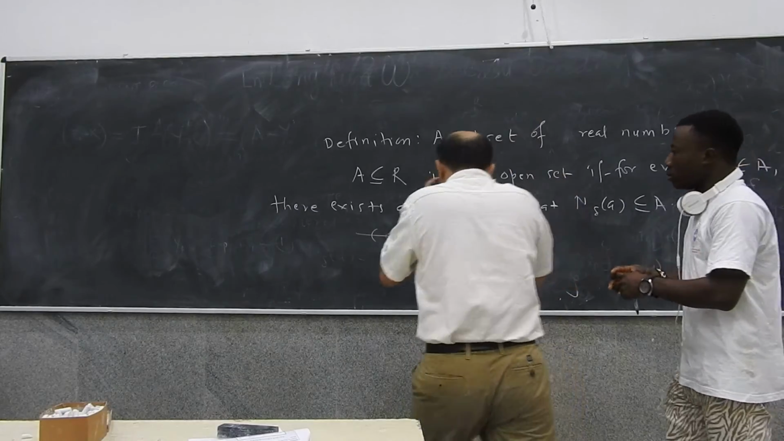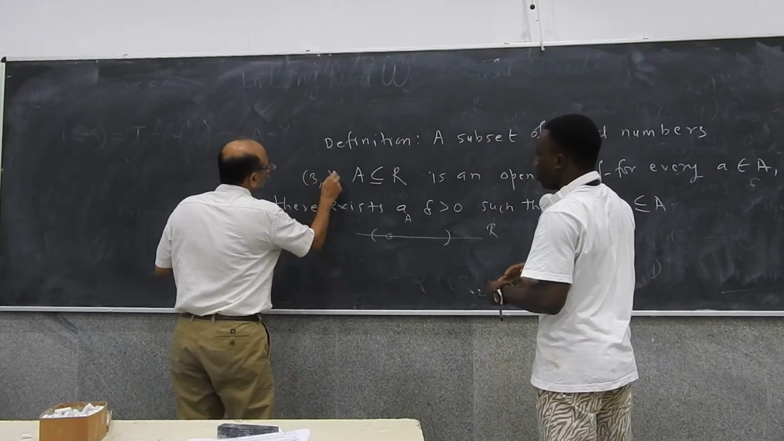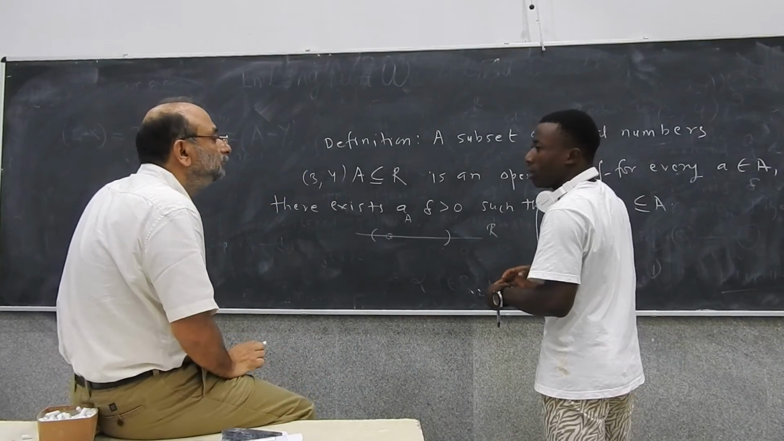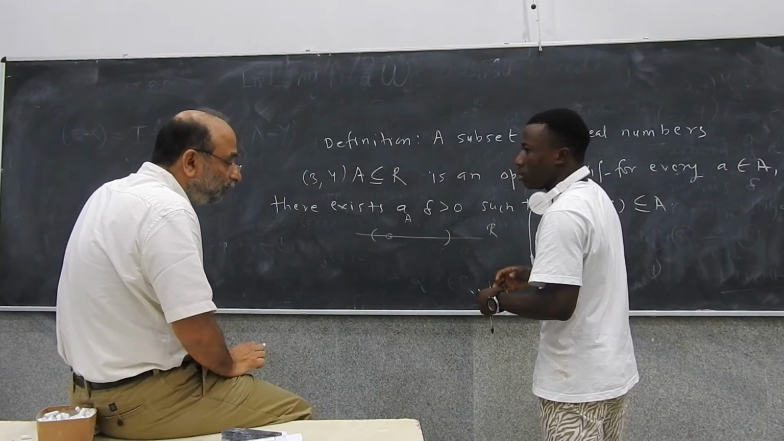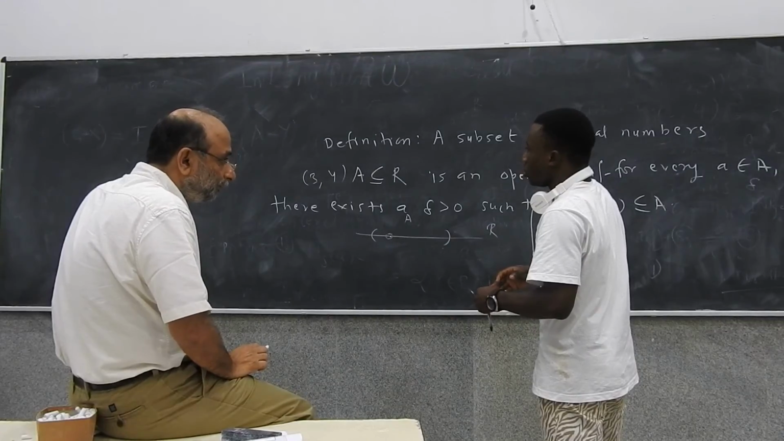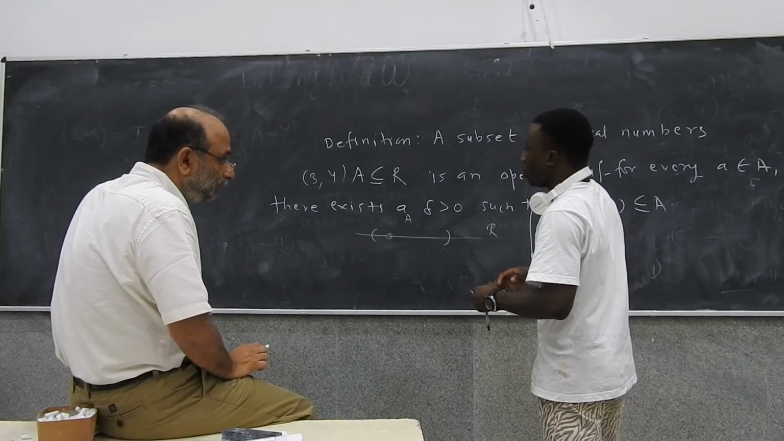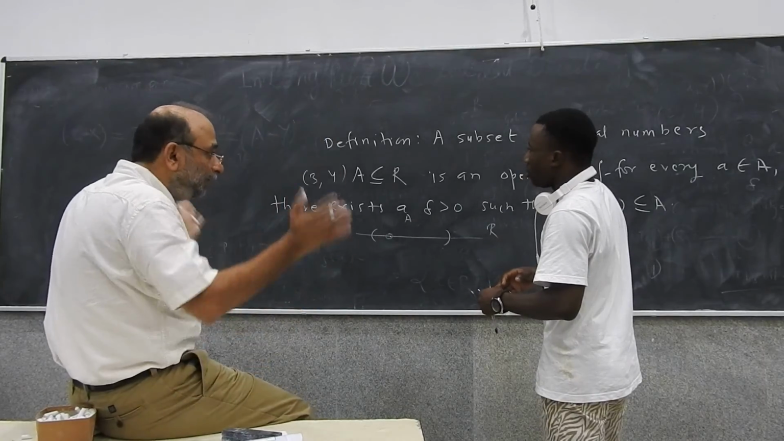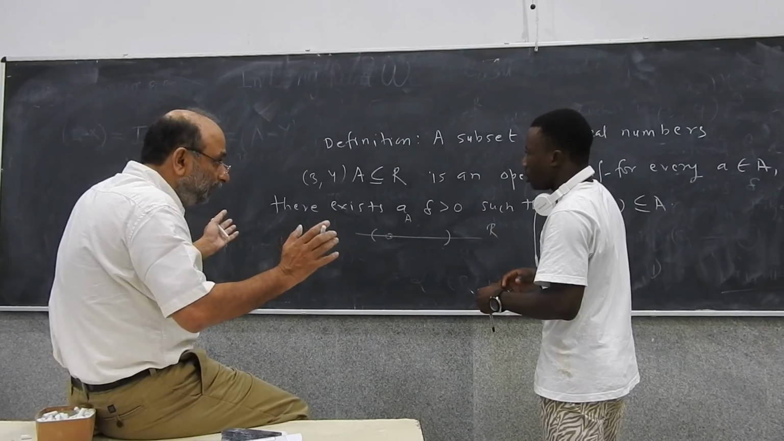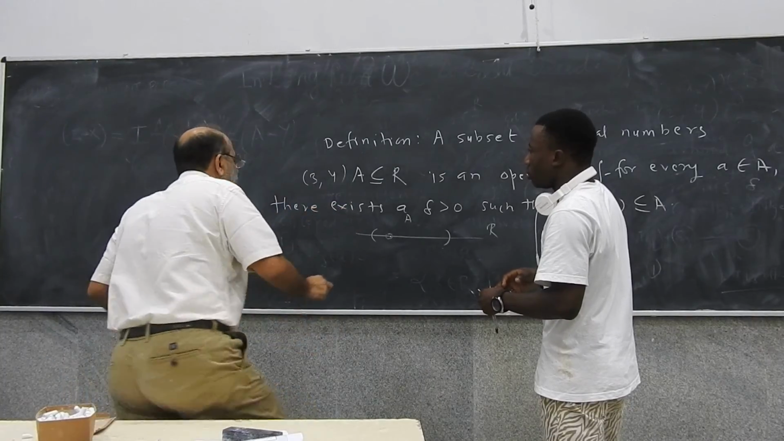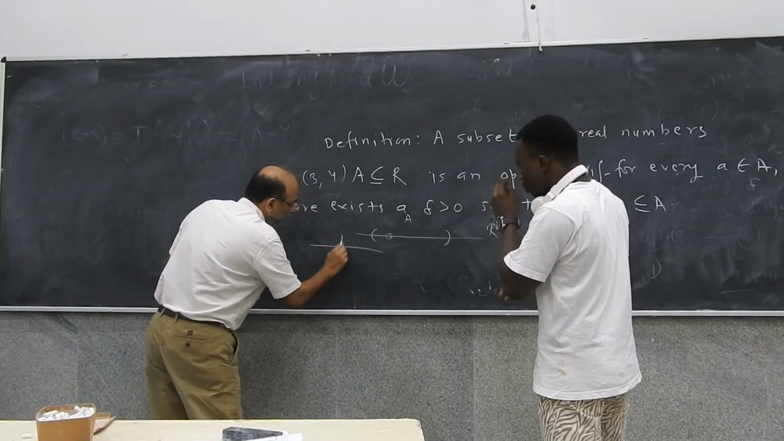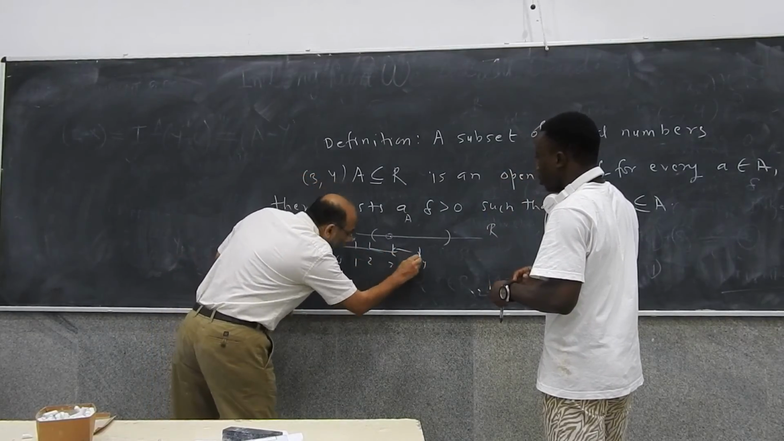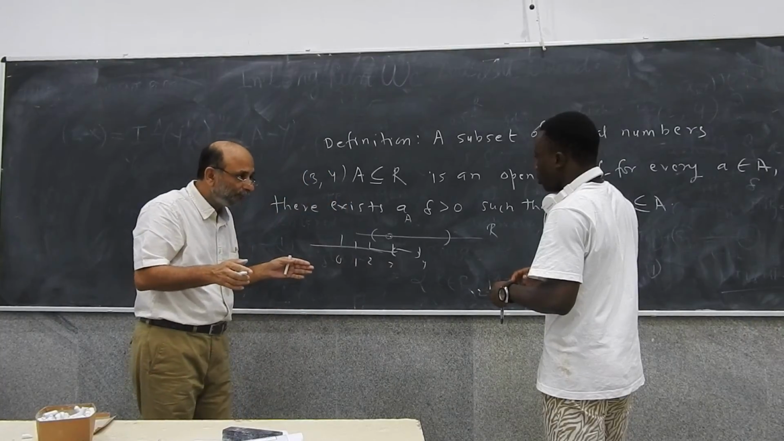For example, the set of all points between 3 and 4. There are infinitely many points between 3 and 4, isn't it? Except 3 and 4. So the set of all points between 3 and 4, if you take the number line, 1, 2, 3, 4, is the set of all these points except 3 and 4.